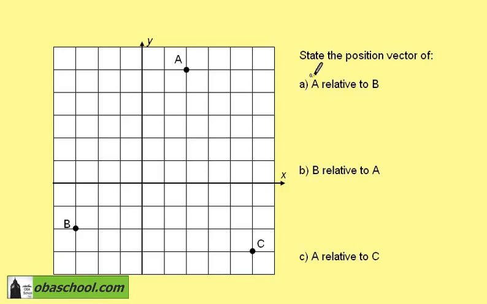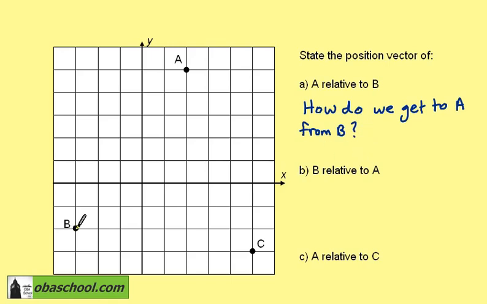We want to state the position vector of A relative to B. What this means is, if we're at B, how do we get to A? Or how do we get to A from B?